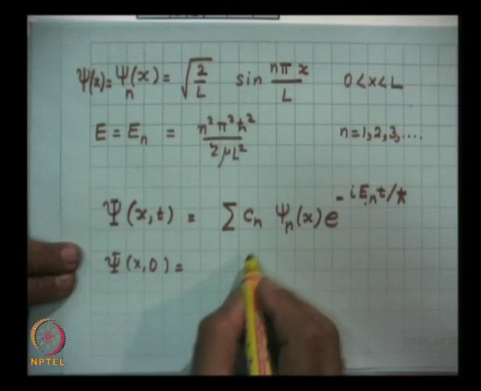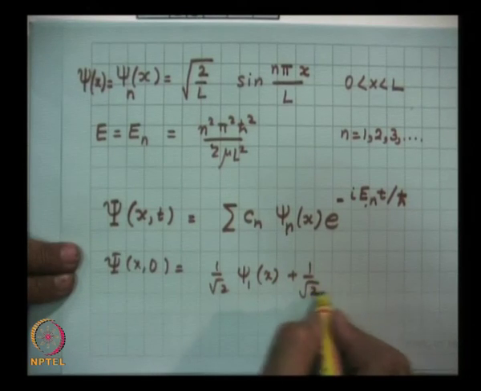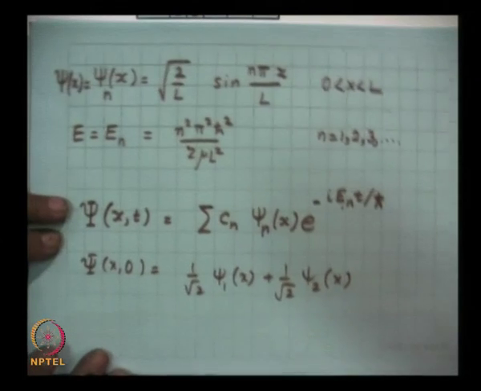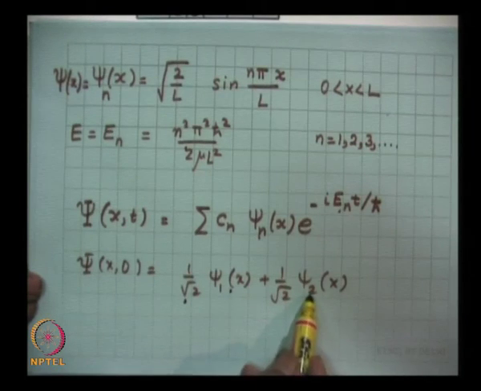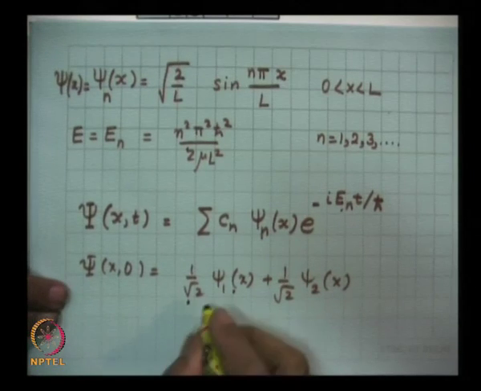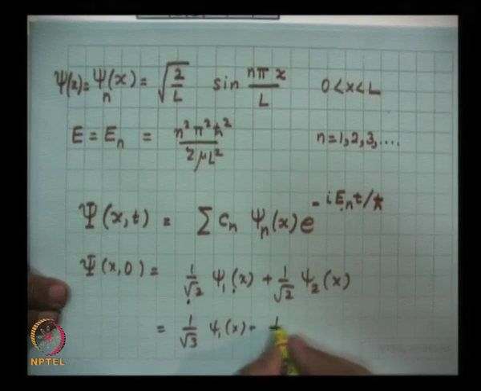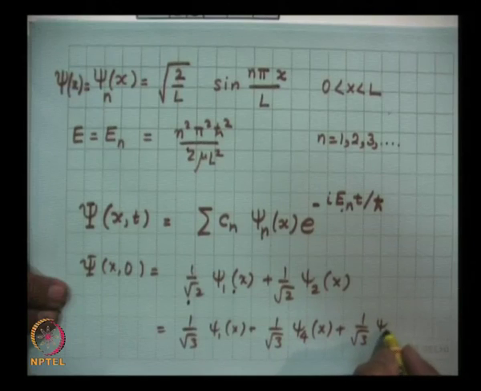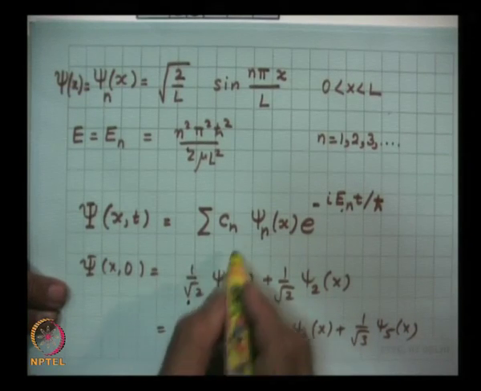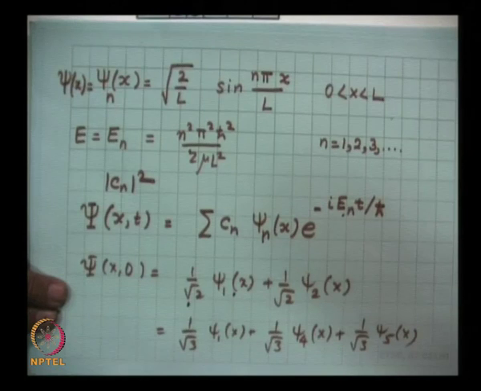So, at t equal to 0, you can have 1 over root 2 psi 1 of x plus 1 over root 2 psi 2 of x. That means there is a half probability of finding it in the first state and a half probability of finding it in the second state. You can also have something like 1 over root 3 psi 1 of x plus 1 over root 3 psi 4 of x plus 1 over root 3 psi 5 of x; they need not all be equal. Mod C n square, as I will try to tell you, will represent the probability of finding the particle in the nth state.